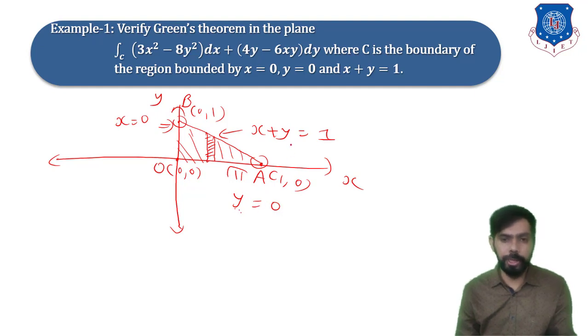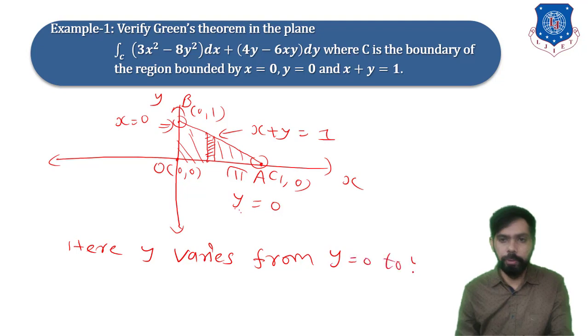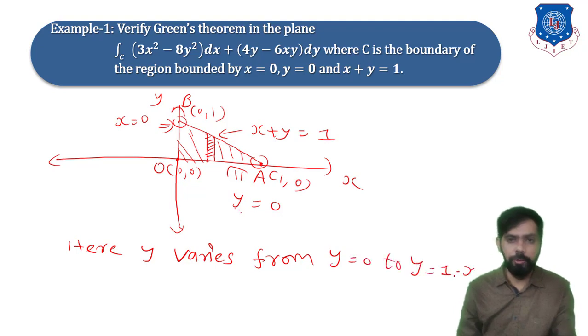Okay, so here y varies from y equal to 0 to y equal to 1 minus x, and to find the limit of x we have to think that we have to cover this whole region. So to cover this whole region, the limit of x will be from the x equal to 0 line to the x equal to 1 line, because this represents the x equal to 1 line.